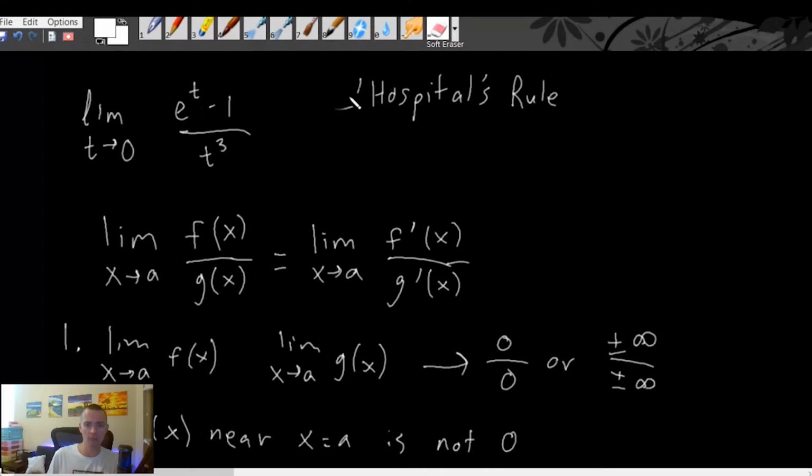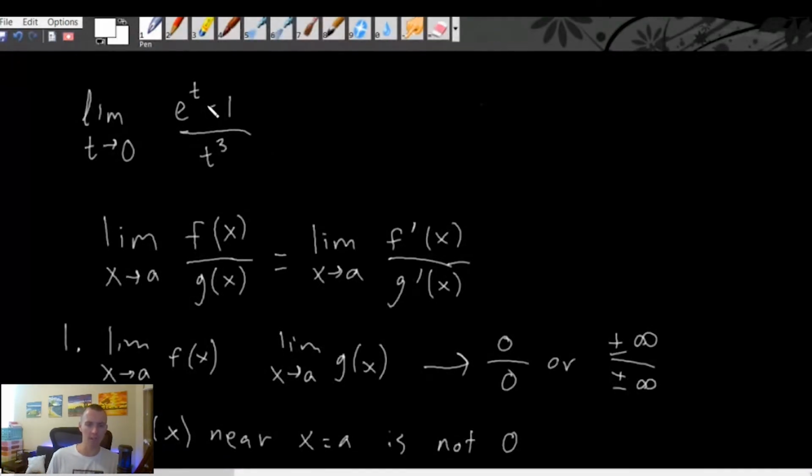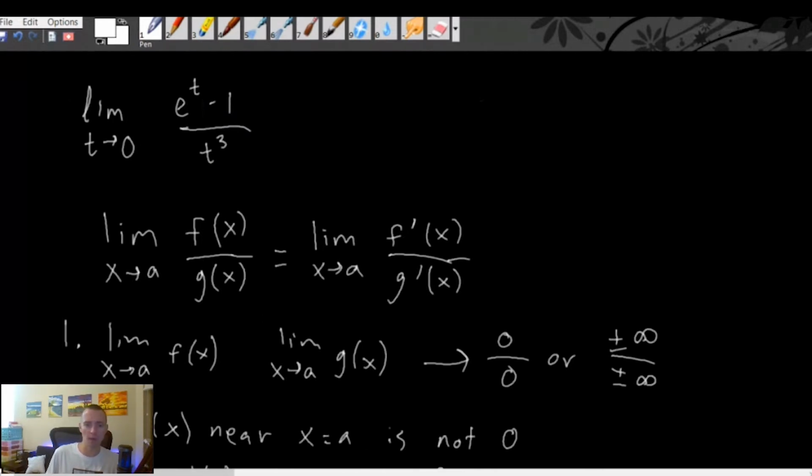If we look at this example, the limit as t goes to 0 of e to the t minus 1 over t cubed. Let's make sure that these two conditions are both met. First, as t goes to 0, what is the top of this fraction going to go to, and what is the bottom going to go to? As t gets closer and closer to 0, we get e to a smaller and smaller number, and anything to the 0 is just 1.